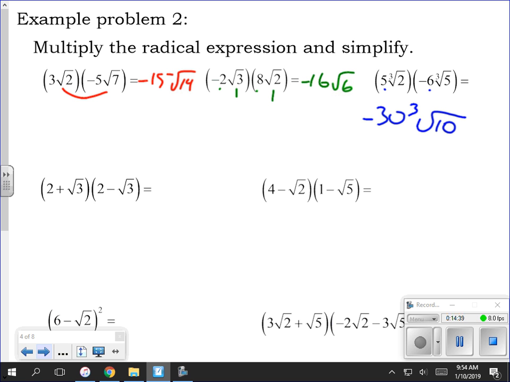Okay. So once again, when you're multiplying, the radicand, the part underneath, doesn't need to be the same. You just multiply that, but the roots do need to be the same.